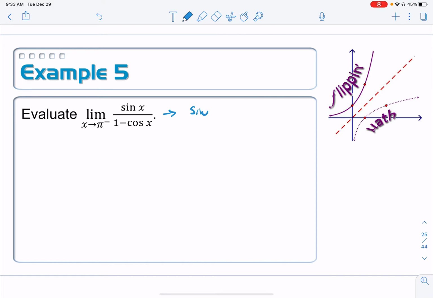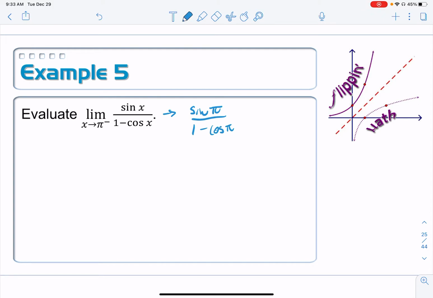You take sine of pi, since it's continuous, over 1 minus cosine of pi, since it's also continuous, and it should be equal to the value of the limit. But it's entirely possible that this function by itself is not continuous. Anyway, so what's the sine of pi?